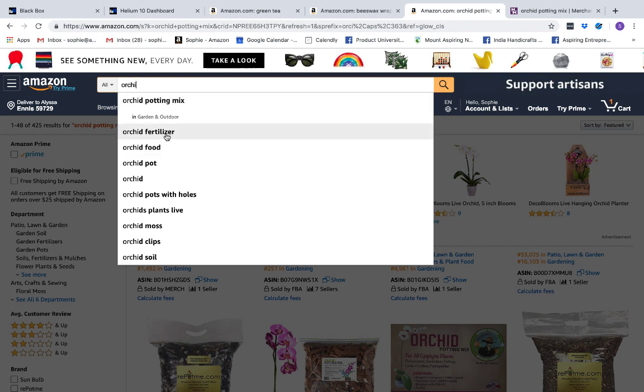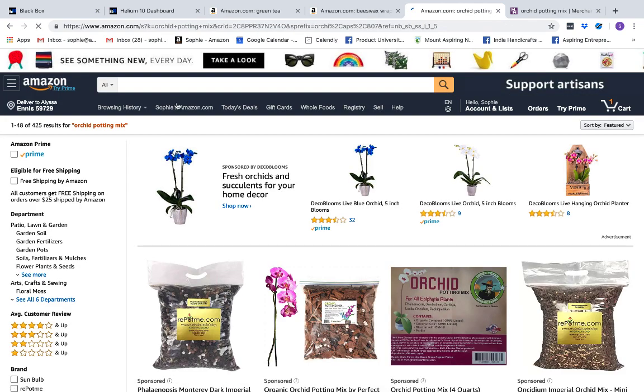They're trying to make it helpful for me as a customer. But there's other products here: Orchid Fertilizer, Orchid Food, Orchid Pot, Orchids on their own, Orchid Pot with Holes, Orchid Plants Live, Orchid Moss, Orchid Clips, Orchid Soil. So people searching for potting mix might also really want orchid soil. They probably need fertilizer and food as well. They might already have a pot, but they might not. They might want a nice one, or they might want to cover the top of their pot with some nice moss. So this is where one product can lead to a whole brand and a nice range of related products. So I'm feeling pretty good about this so far. There's lots of product potential to scale and expand beyond having just one single product. So I'll go with Orchid Potting Mix, see what comes up.